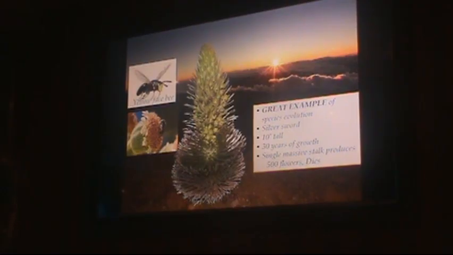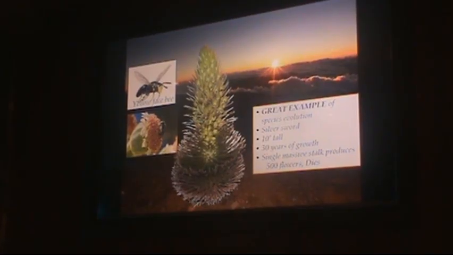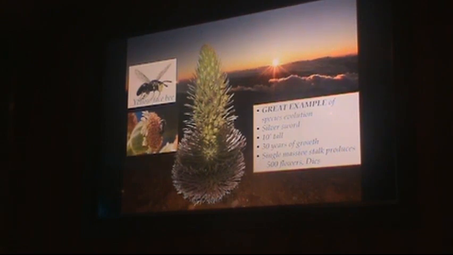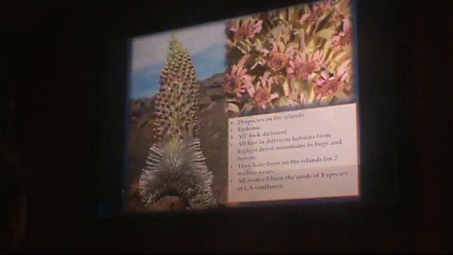The honeybee can't live without the silver sword, and the silver sword can't live without this yellow-faced honeybee. It is unique, and it is the pollinator for these plants. And they have evolved together, so this bee has specialized structures that allow it to get into the nectaries of these flowers and then pollinate these.